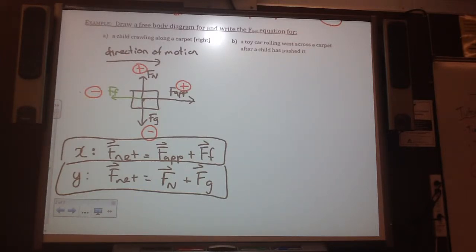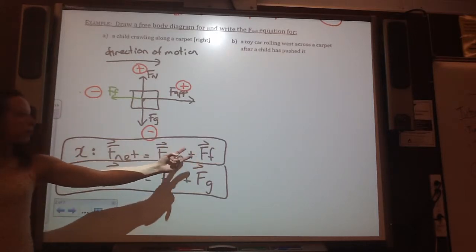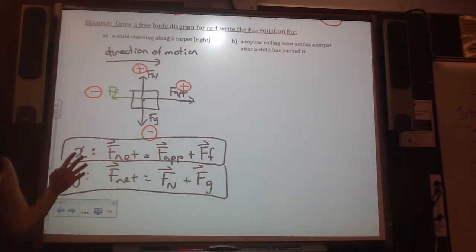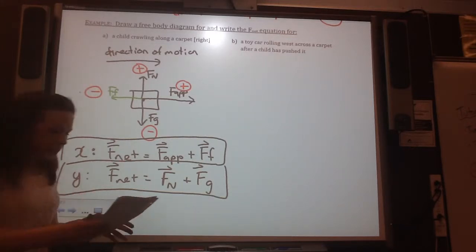So how do you know that, why wouldn't it be Ff plus F? Oh, it could be the other way around. Okay. Yeah, it could be Ff plus F. It doesn't matter. But the one thing that does matter is that you know that you set your Ff to negative, right? Because that will really impact your answer. Okay, let's do the other one.